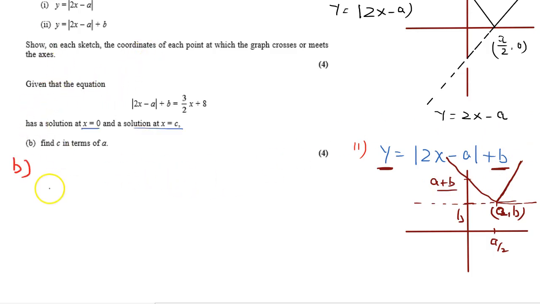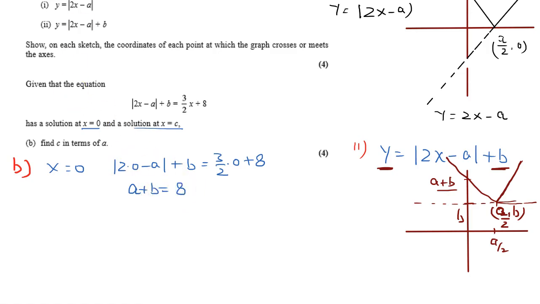Now let x is equal to 0. So this is modulus 2 multiply 0 minus a plus b is equal to 3 over 2 multiply 0 plus 8. This is 0 minus a is minus a, absolute value is a, plus b is equal to 8. That is the first relation between a and b.